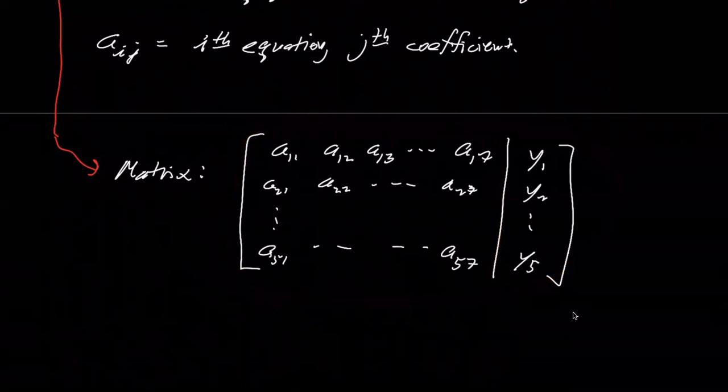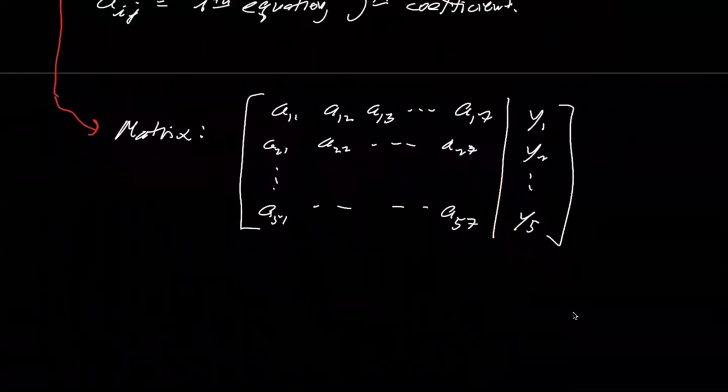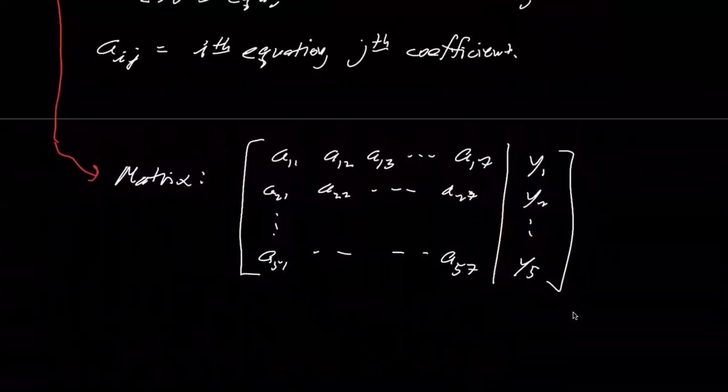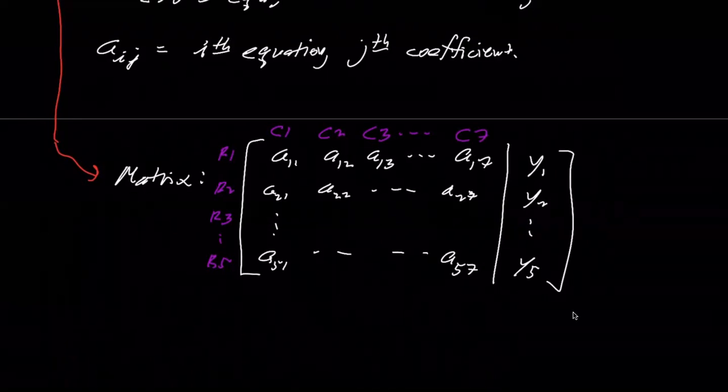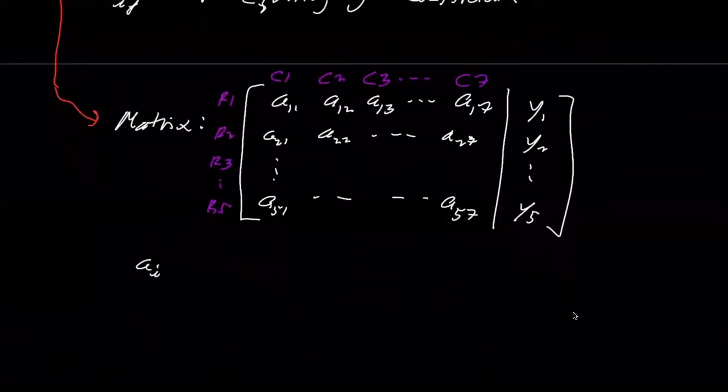Now, we have rows and columns. This is row 1, row 2, row 3, up to row 5. This is column 1, column 2, column 3, up to column 7. I think of the augmented column as being different. Now what does a sub ij represent? It is the entry in the ith row and the jth column. So that's just some general notation.